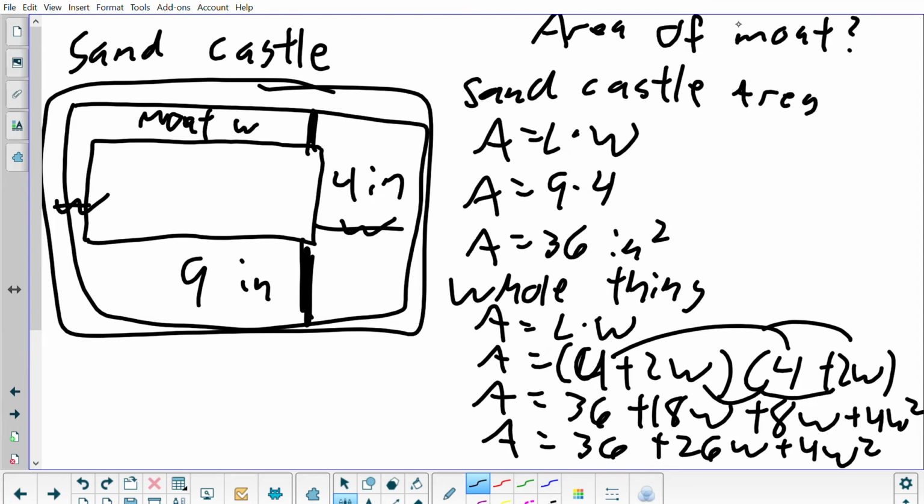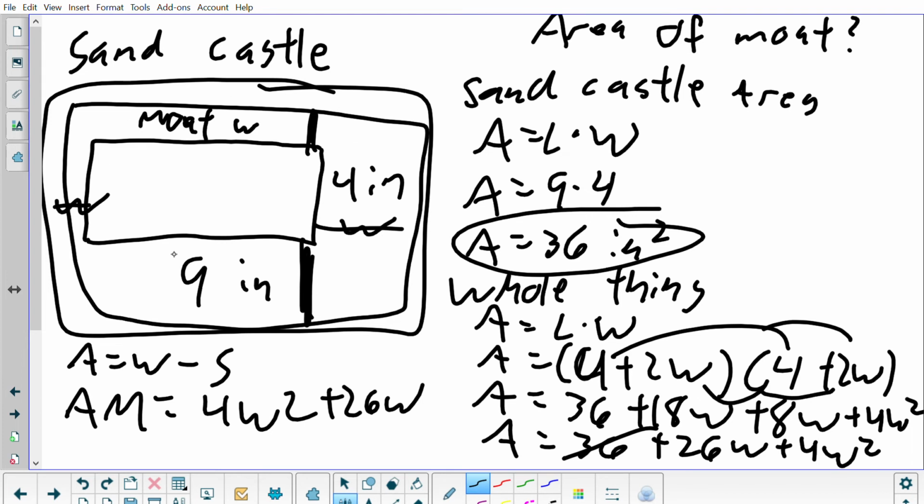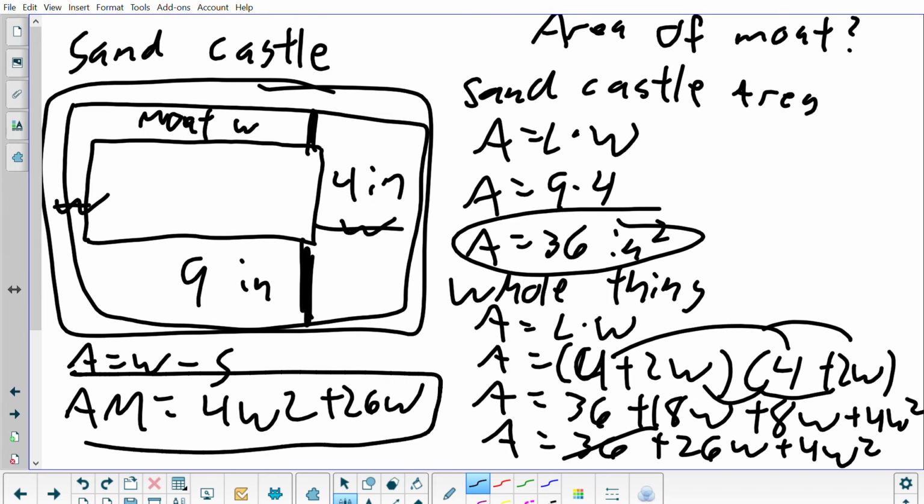So the area of just the moat is going to be the area of the whole minus the area of the sandcastle. So it's this number minus this number. So this minus 36 would mean that those go away. So the area of the moat is 4W squared from here plus 26W. So we can figure out what the moat is as soon as we figure out what the width is. But as far as we know right now, it is 4W squared plus 26W.